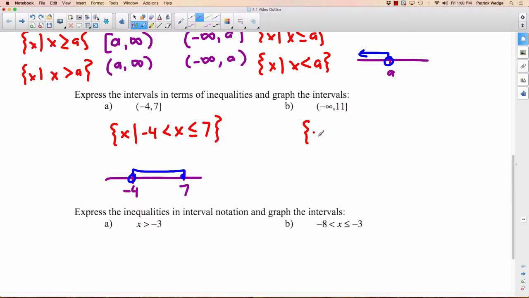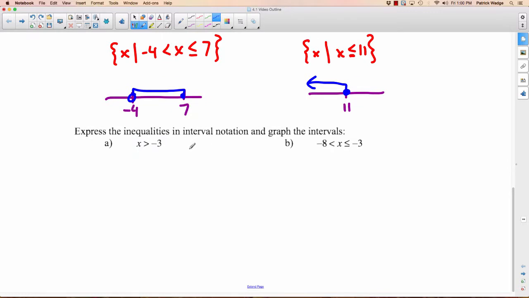Okay, from negative infinity to 11. We have the set x such that all the x's are less than or equal to 11. They go down to negative infinity, and they include 11 because of that square bracket. And close the set there. How do you graph that? You only have to put one number on it this time, which is 11. What kind of dot do you need? A closed dot, and it goes to the left.